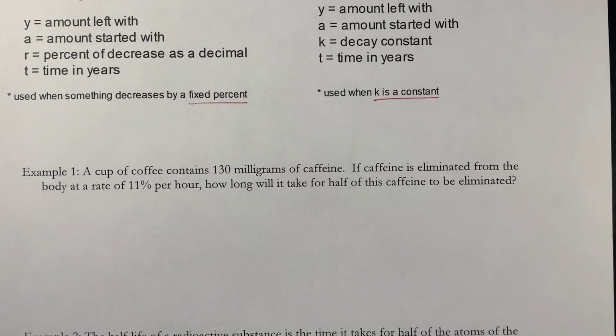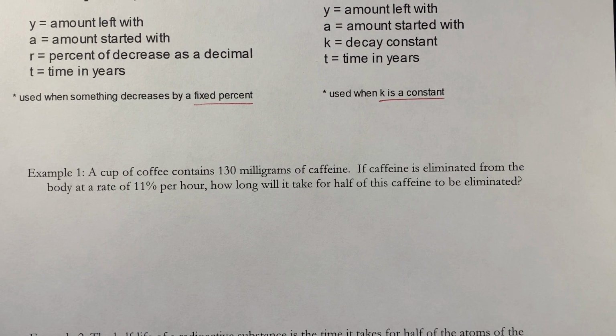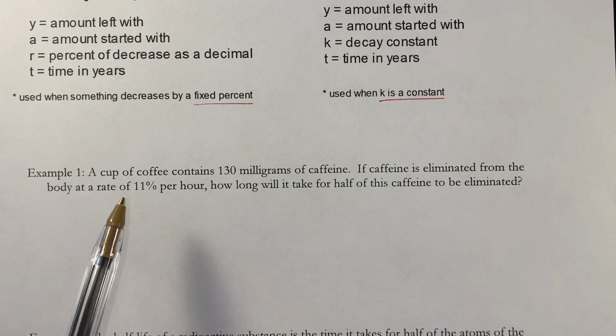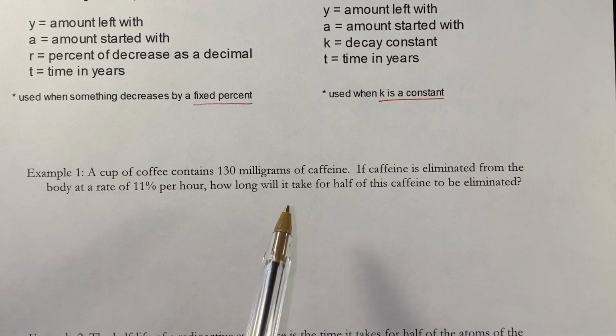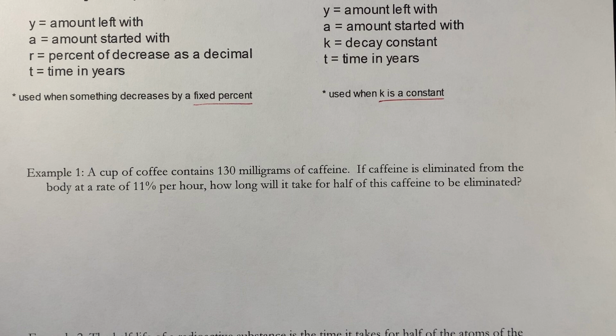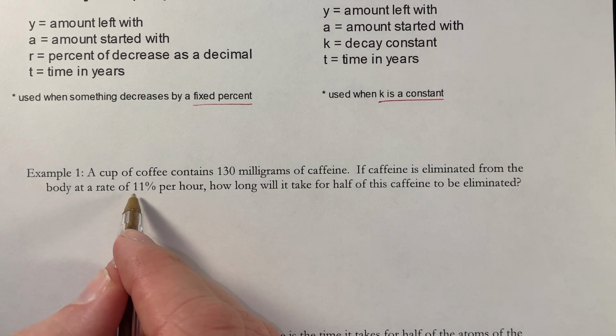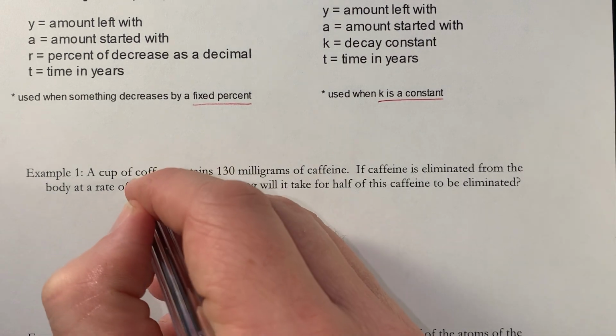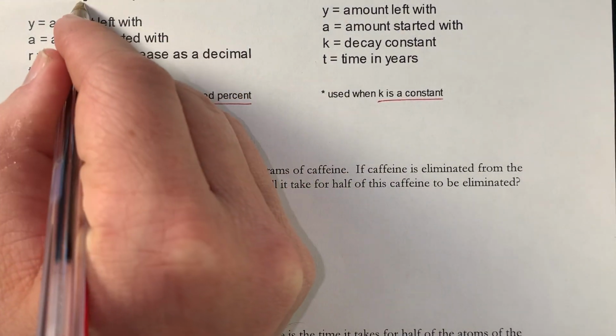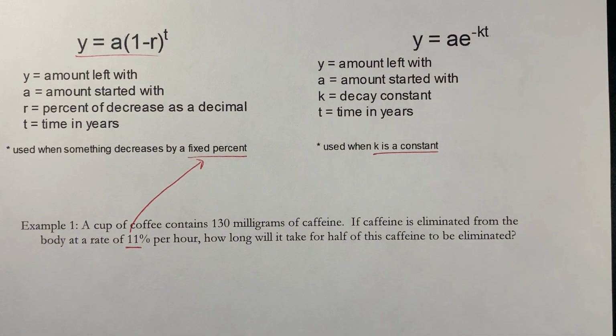Our first problem is about caffeine in our coffee. A cup of coffee contains 130 milligrams of caffeine. If caffeine is eliminated from the body at a rate of 11% per hour, how long will it take for half of this caffeine to be eliminated? It's decreasing by 11%. That's a fixed percent. So we're going to use this formula, y equals a times 1 minus r to the t power.